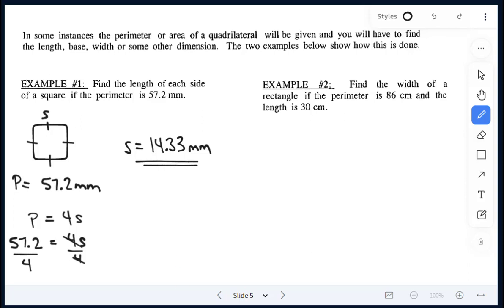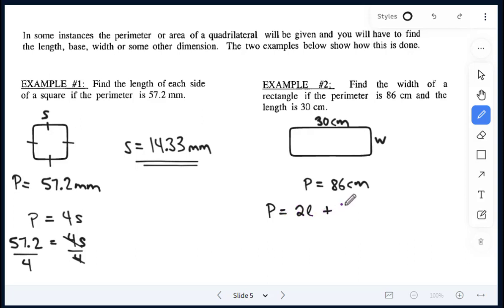All right, so this next one, we have to find the width of a rectangle. The perimeter is given to us as 86 centimeters, and the length is given to us as 30 centimeters. So just drawing a diagram. So perimeter is 86 centimeters, and the length is 30 centimeters. We need to figure out the width. All right, so using our formula for perimeter of a rectangle, perimeter is 2L plus 2W. So we know our perimeter. Perimeter is 86. We know our length. It's 30, so 2 times 30, and then plus 2W. W is what we're going to solve for.